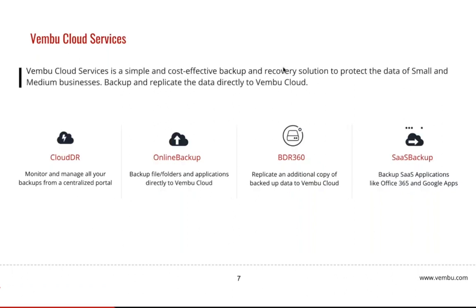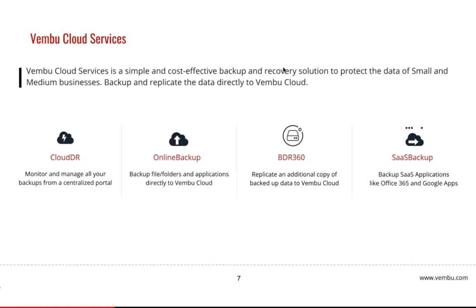With the Vembu Cloud services, you can back up all the data directly to Vembu Cloud, or you can opt for a hybrid cloud environment where you keep a copy at your data center and replicate an additional copy to Vembu Cloud. Vembu Cloud runs on Amazon Web Services, and we comply with the new GDPR regulation. We hosted our servers in Amazon Web Services in Ireland for European Union customers, so you need not worry about GDPR. We comply with the GDPR regulations.